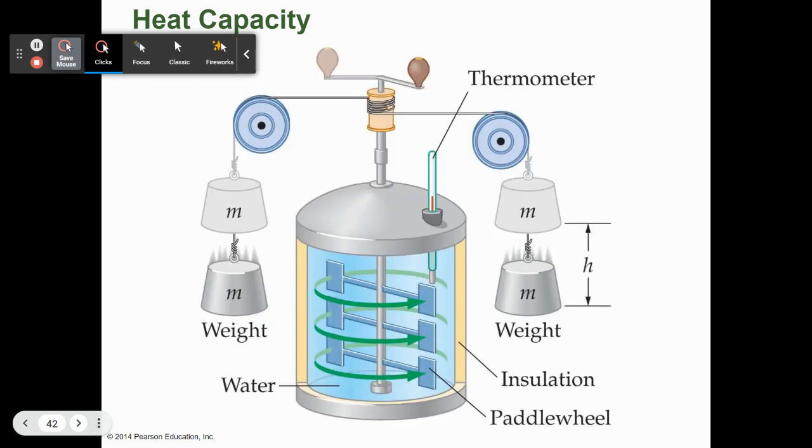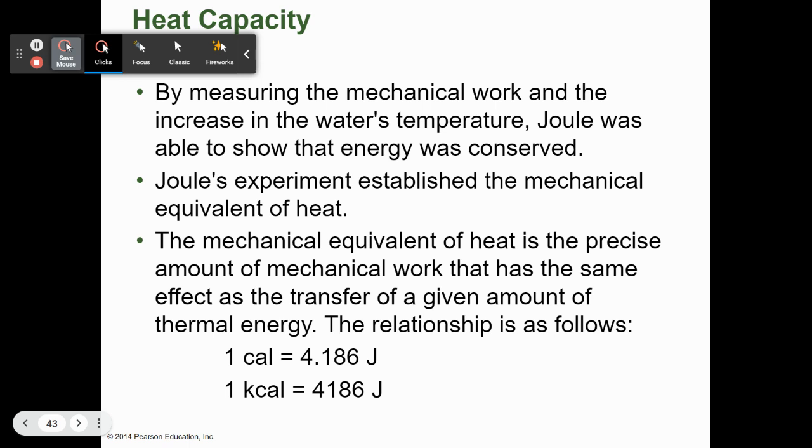All right, so here is just an illustration of how we transfer heat and how that energy can then be conserved and used to do work. So we'll come back to that later. So we're measuring the mechanical work and the increase in the water's temperature. Joule showed that energy was in fact conserved. So it flows from one thing to another, but it's not lost. It's not destroyed, because that would go against the law of conservation of energy. So Joule proved that with his little experiment that you saw in the last slide.